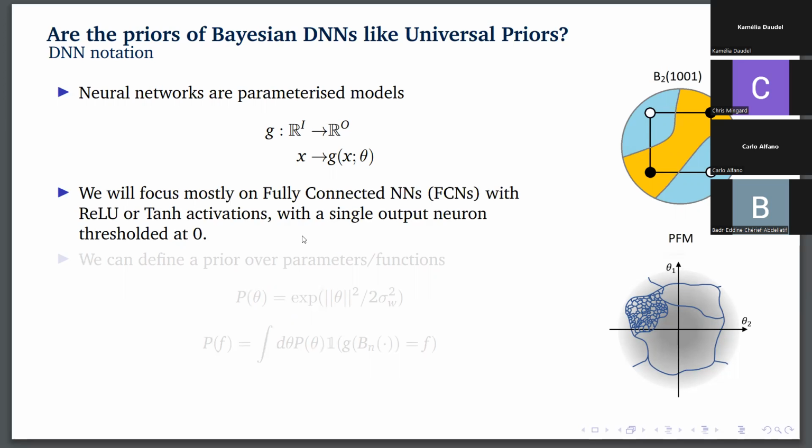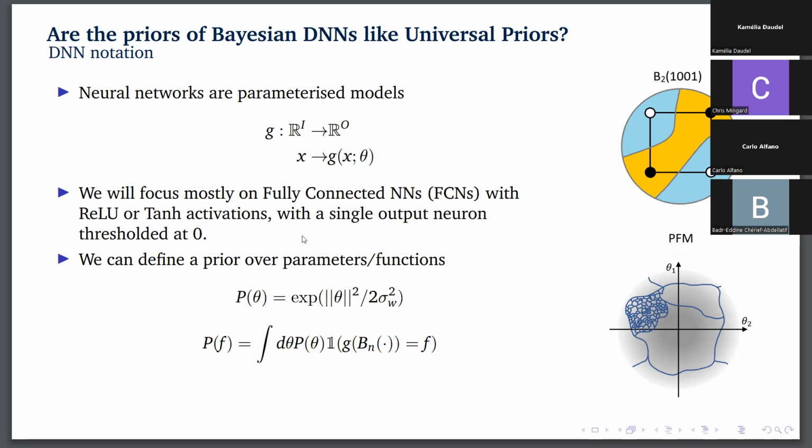We're going to focus on neural networks that are fully connected and have either ReLU or tanh activations, and a single output neuron thresholded at 0. And then we can define a prior over parameters, which we hope is somewhat analogous to the universal prior, though very, very loosely, where we use the standard weight initializations. This generates a prior over functions by integrating over all of parameter space theta, weighted by this prior over parameters, if these parameters produce whatever function we're interested in.